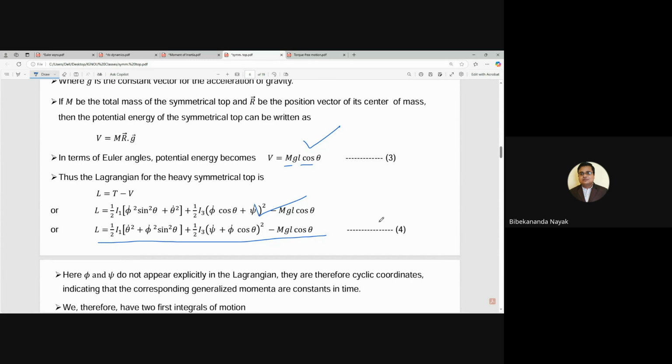Which one is the cyclic coordinate? Is theta present in the Lagrangian? Yes or no? Theta is present or not?